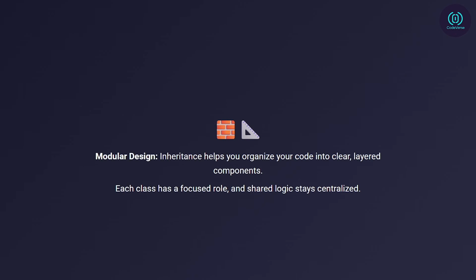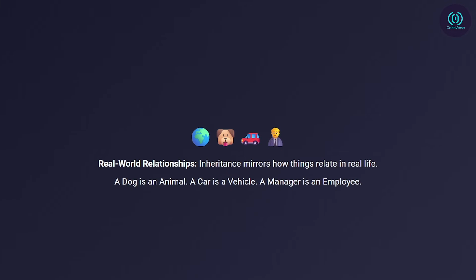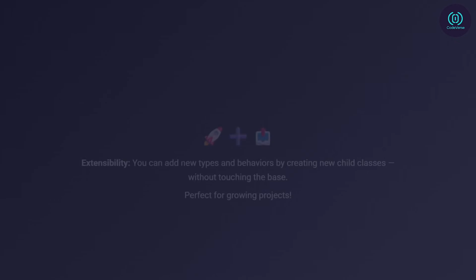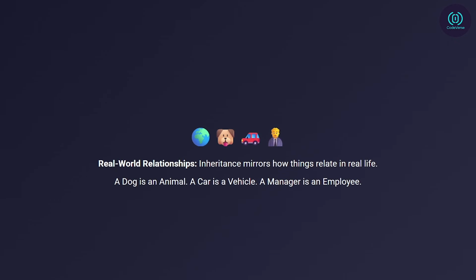Second, cleaner, modular design. Inheritance helps you break down complex systems into logical, layered components. Each class has a clear role, and shared logic is centralized, not scattered. Third, real-world modeling. Inheritance lets you describe relationships like, a manager is an employee. A dog is an animal. A sedan is a vehicle. This makes your code more intuitive and easier to read for other developers, and even for your future self.